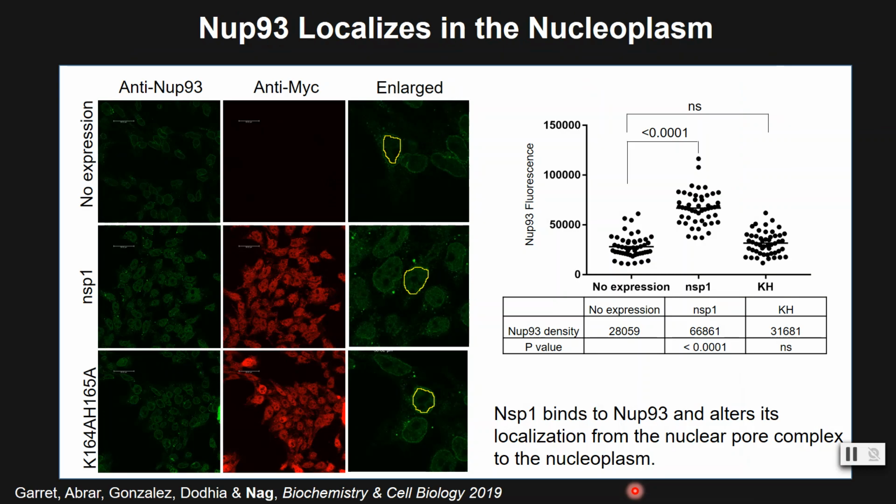We took the Z-stack and quantified NUP93 fluorescence intensity under these three conditions, and again confirmed that NUP93 is present inside the nucleus in the presence of NSP1. So we can conclude that NSP1 binds to NUP93 and alters its localization from the nuclear pore into the nucleoplasm.